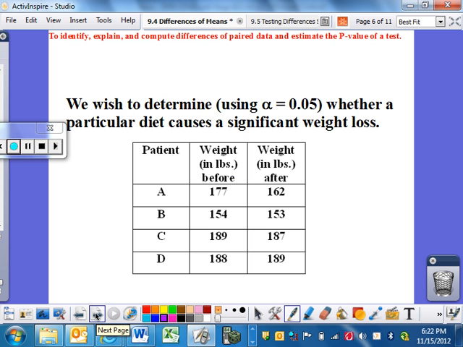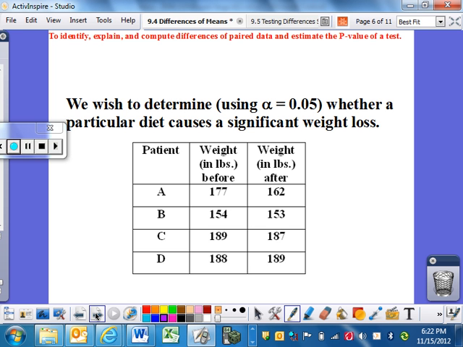So that's this scenario, and now what I'm going to do is do one example for you. Once again, I just want to do one example, and then we'll do more in class. So here's what we're doing. We want to determine at a 5% level whether a particular diet causes significant weight loss. And I purposely only have a couple people in here. So what you're going to see in your notes and in your homework, you're going to see tables.